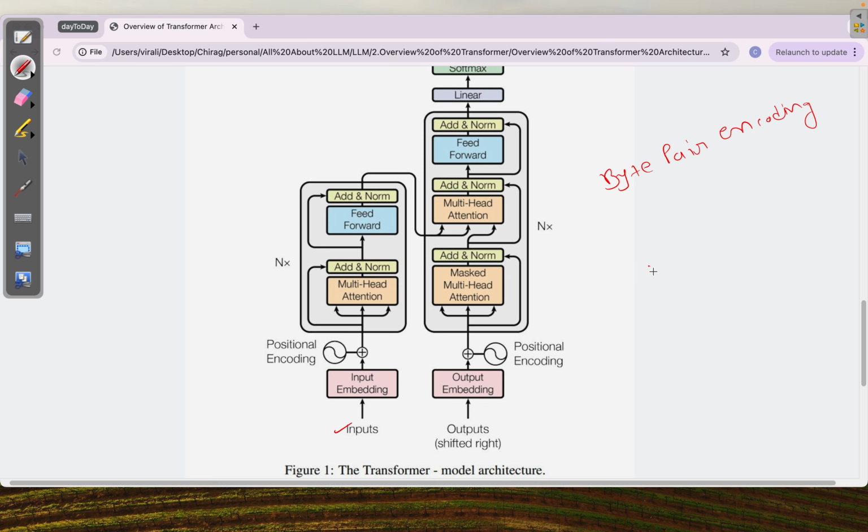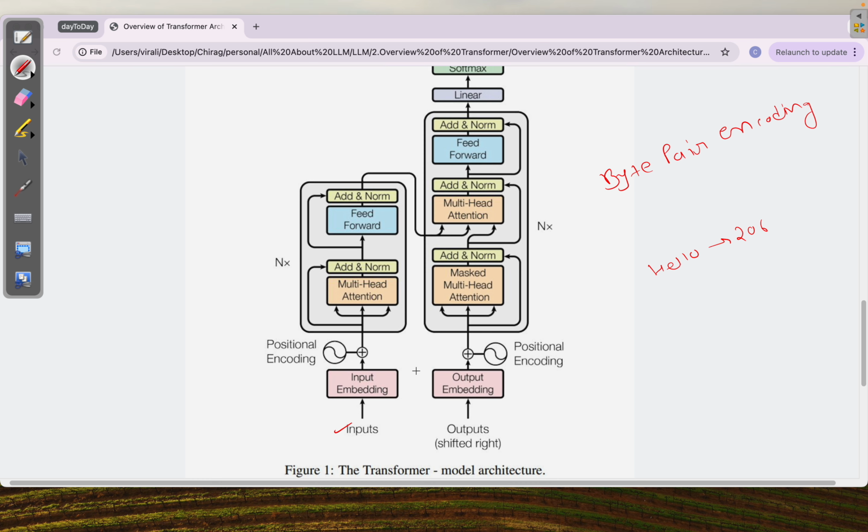For example, if there is a word like hello, then hello will be provided an ID, let's say 206. Then whenever 206 is there, it will be replaced by hello, or hello will be replaced by 206 in numeric form, right? So this is how the tokenization works. We will see in detail in the next video.